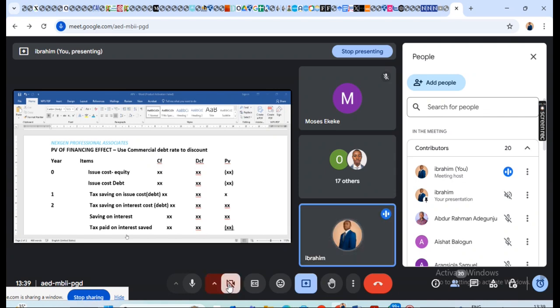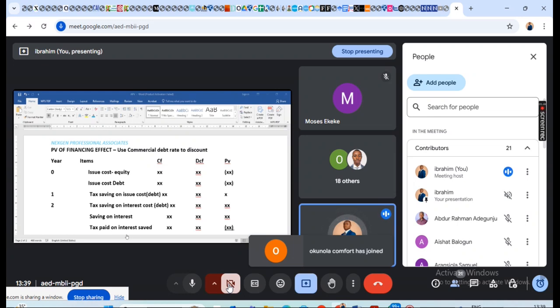It means that you have a commercial rate. Let's say you have a commercial rate of 30%. Then you have a subsidized rate of 10%. How many percent did you save? 30 minus 10. That is 20%.